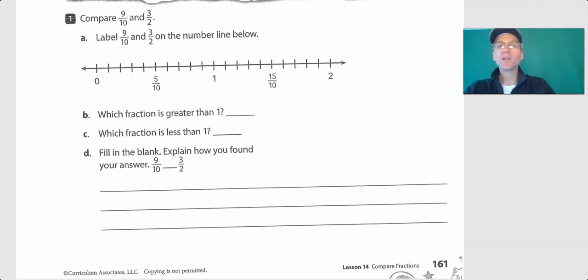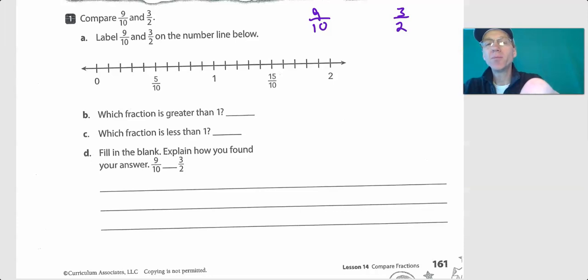Okay, so let's come down and look at number 1. It says we're going to compare 9/10 and 3/2. So we've got 9/10 and 3/2. It wants us to label 9/10 and 3/2 on the number line. But first, just observe these two fractions. What does the denominator mean here? In 9/10, the denominator means 10 parts to make a whole. You have 9. You've got almost 1 whole. But 9/10 is less than 1. So you could come over here and say, well, it's less than 1.